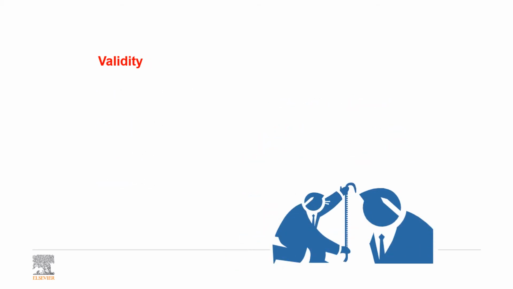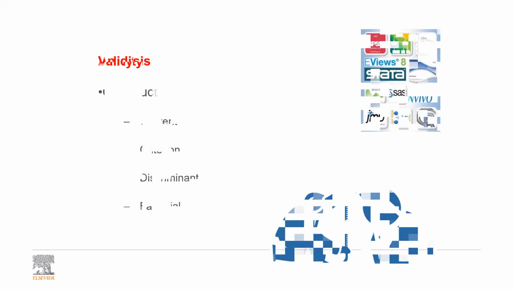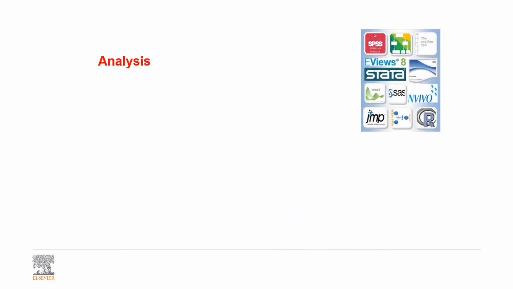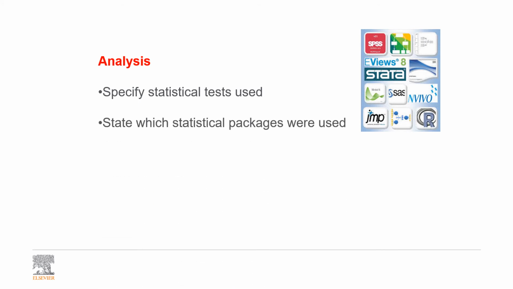In terms of validity, how was this approached in quantitative research? What we want to get is some idea of construct validity. Was this approached through content, criterion, discriminant, or factorial, for example? There are different forms of validity. Just make some statement about that as well. For the analysis, specify, of course, the statistical tests used and also state which statistical packages were used.